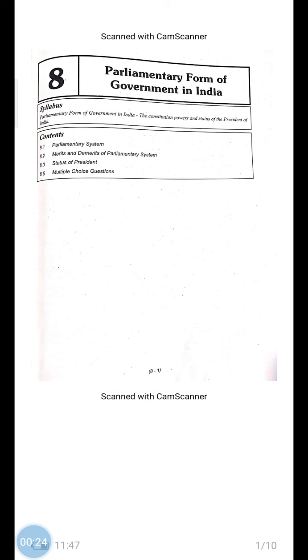First of all, let me tell you, in India there are mainly two governments that work: the state government and the central government. So there are two main governments working in our country, and a parliament is considered in both, we can say.